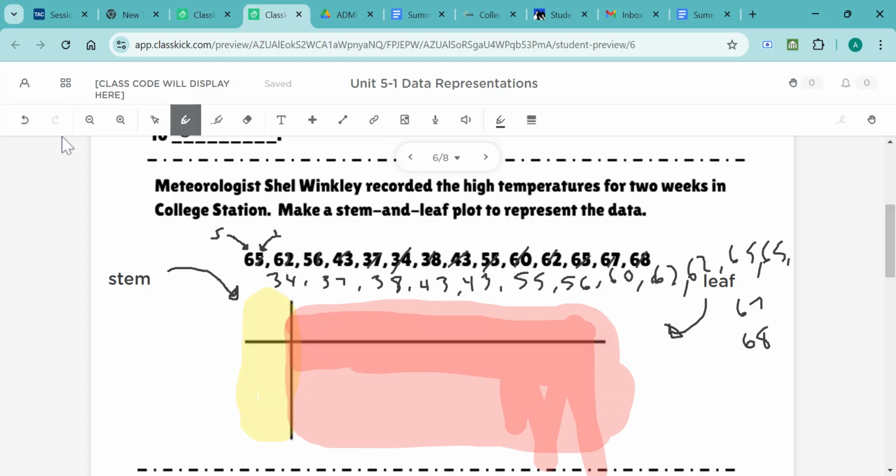So we have all my numbers, and they're from least to greatest. That's important because stem and leaf plots are from least to greatest. So I want to start with my smallest number. Now I'm going to break apart this 34.